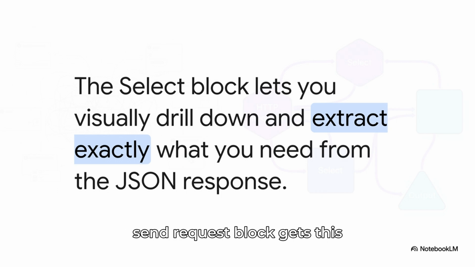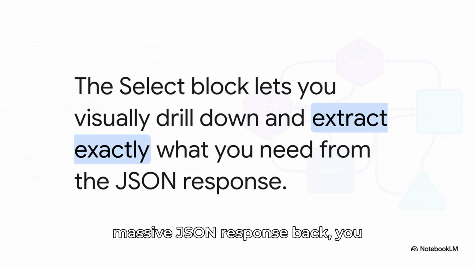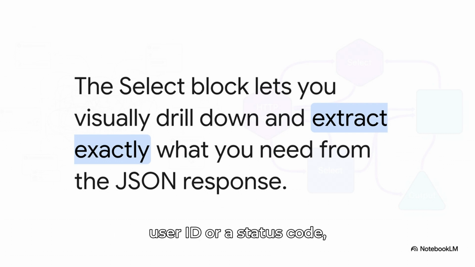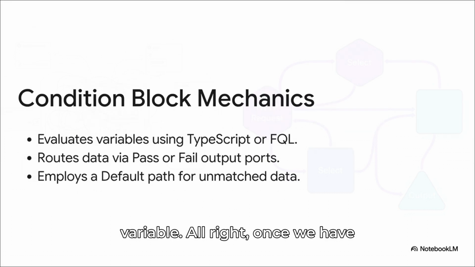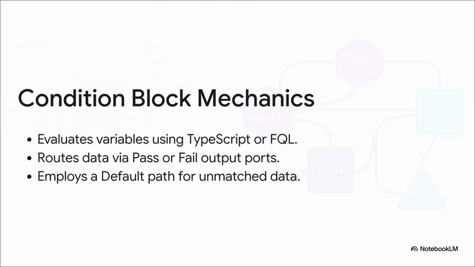When your send request block gets this massive JSON response back, you definitely don't want to pass that whole giant thing down the chain. The select block lets you visually drill down into that response body, pluck out exactly what you need, like say a specific user ID or a status code, and just neatly assign it to a variable. All right, once we have our extracted variable, we feed it into a condition block. Think of the condition block like a really smart traffic cop.